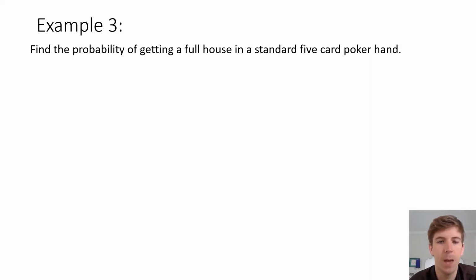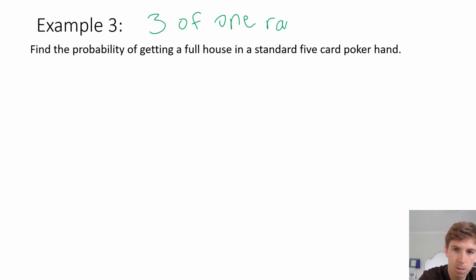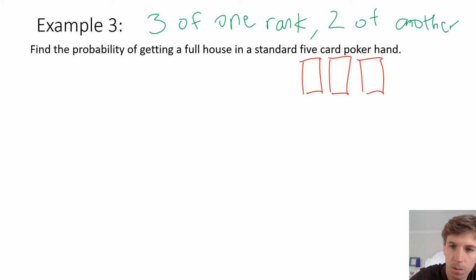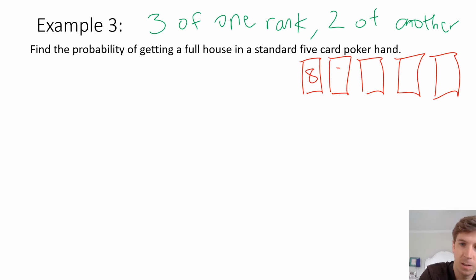So find the probability of getting a full house. All right, so if you remember, the full house is 3 of one rank, 2 of another. Okay, so an example would be, here's our 5 cards, if we had 8, 8, 8, 3, 3. Suit does not matter at all. Okay, so we just need basically a 3 of a kind and a pair.